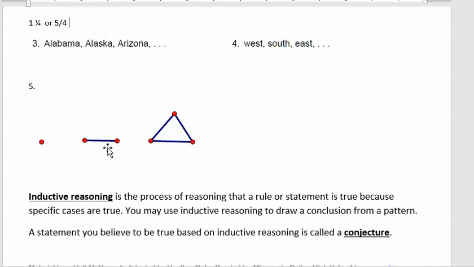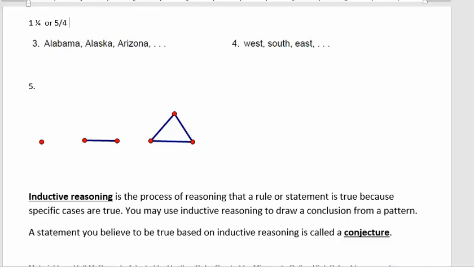And number 5, there's more than one answer. They start with one dot and no segments. Then they have two dots and there's a segment that connects it, and then they have three dots and it's connected with these three segments, and then you might decide how you think the fourth element in the sequence would look. There's more than one way to do that.